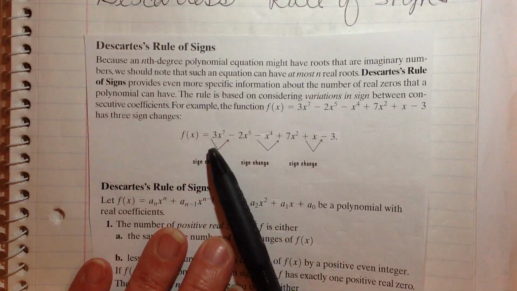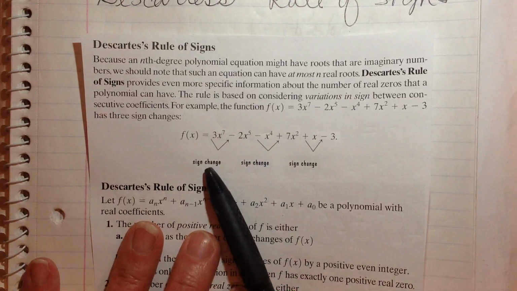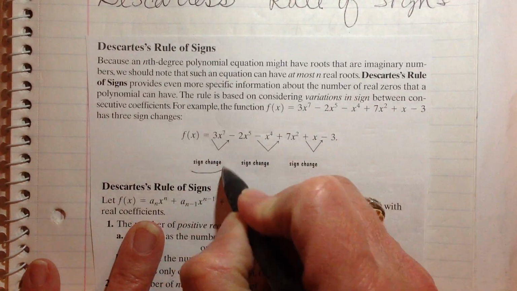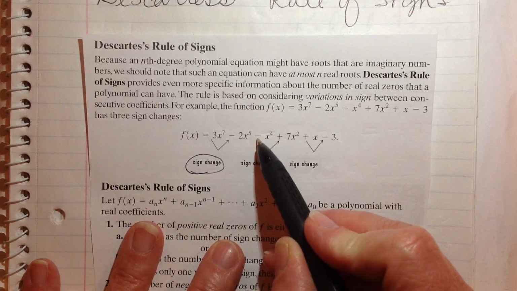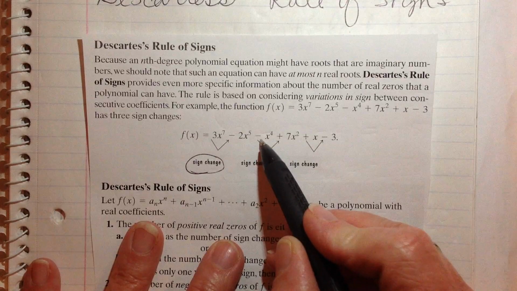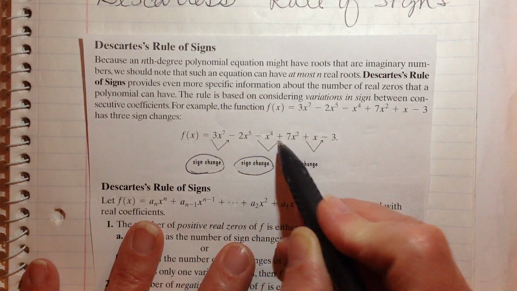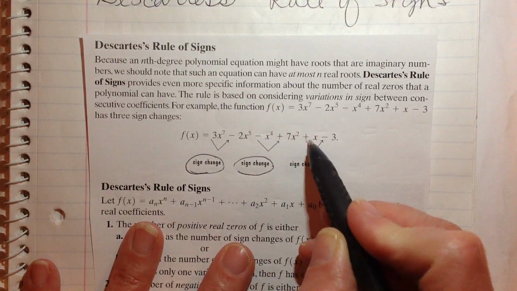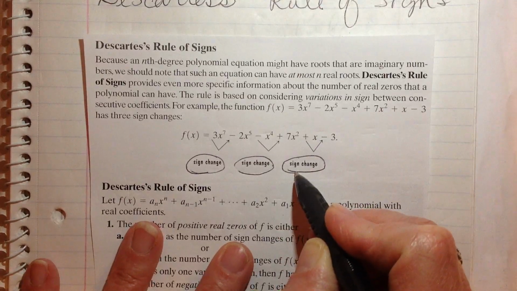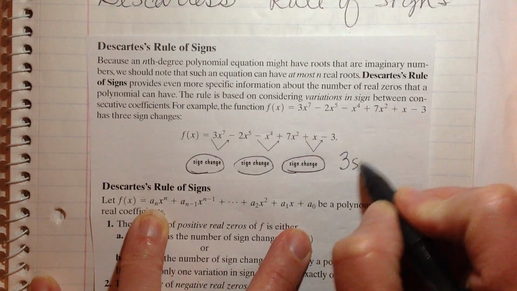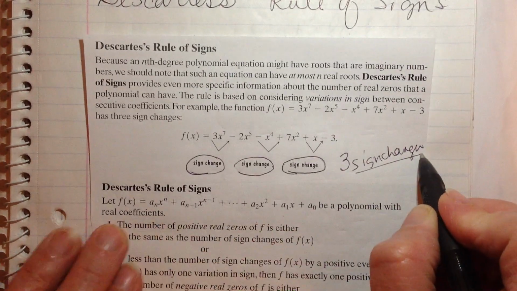So when I look at this problem, I went from positive 3 to negative 2. That's the first sign change. That is one sign change. Then we go from negative to negative. That's not a sign change. So from negative to positive, that's our second sign change. Then you go from positive to positive, not a sign change, but positive to negative is another sign change. We have 3 sign changes. All right, that's important to us.